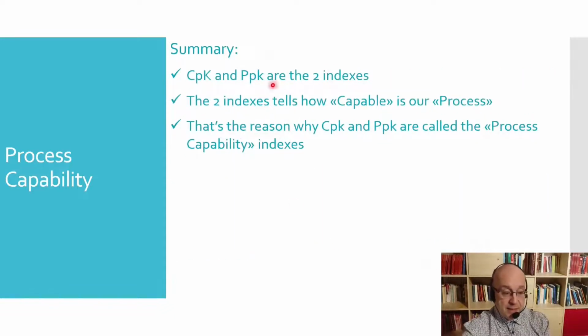These are the two indexes, and these two indexes tell us how capable is our process. So capability, process, so process capability. That's the reason why Cpk and Ppk are called the process capability indexes.